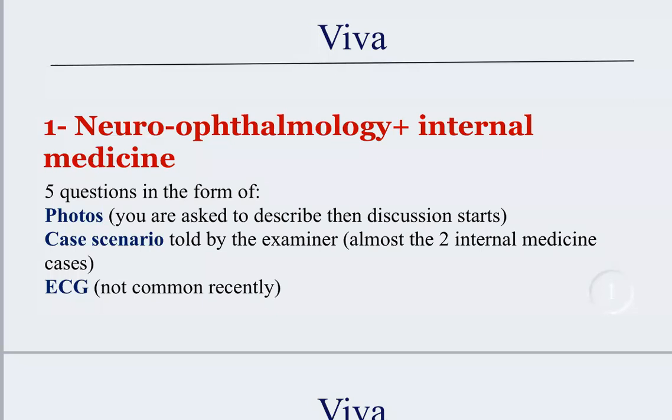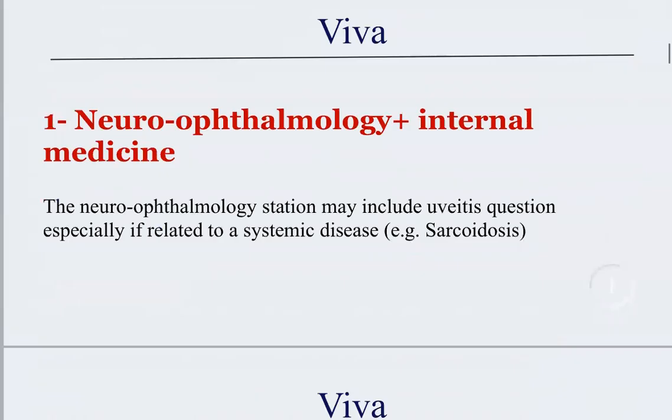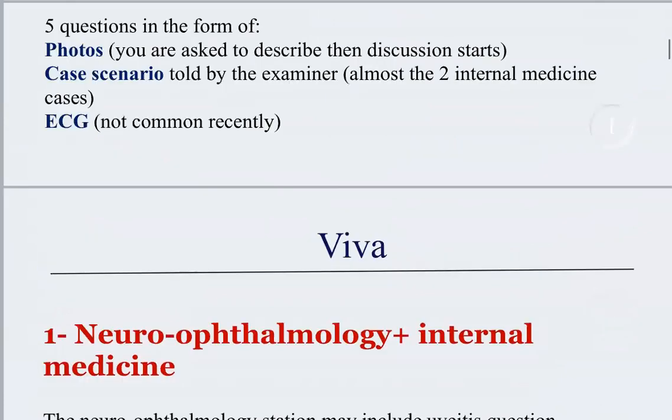Or in the form of case scenario told by the examiner, almost the 2 internal medicine or emergency medicine. Like, for example, you do have a comatose patient in your clinic, and this patient is known to be diabetic. How can you manage? What is the differential diagnosis, and so on? This is the case scenario. So the case scenario is common for the 2 internal medicine cases, and ECG, which is not common recently. But actually, ECG will be covered in our course. So here we cover it because we want to raise the chances for passing the exam from the first time.